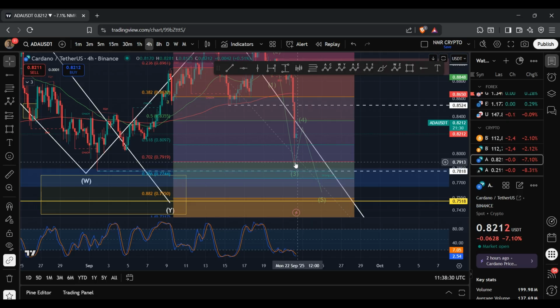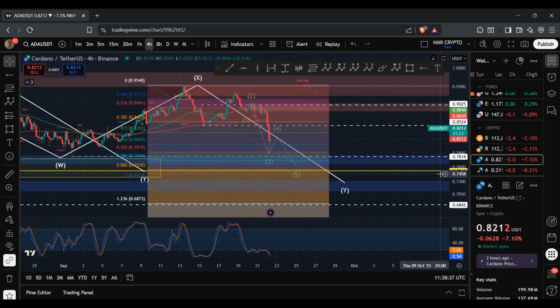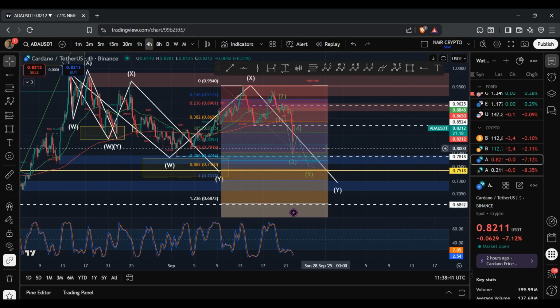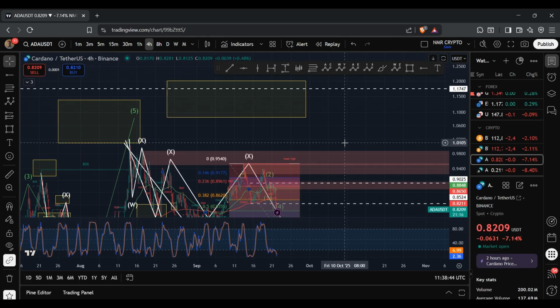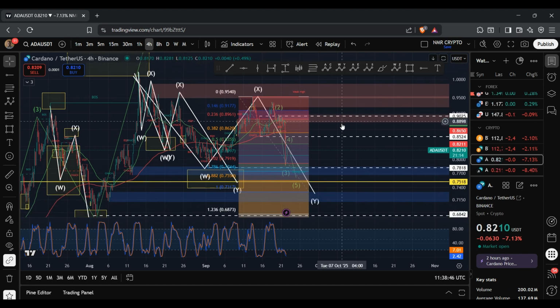And so we more or less found support at the 70.2% retracement level. Given the fact that we met the minimum requirement, it is possible that we see a reversal to the upside. And so that will be the bullish case where we bottomed out at this level, and then we could see that reversal to the upside. But of course, we need further confirmation.